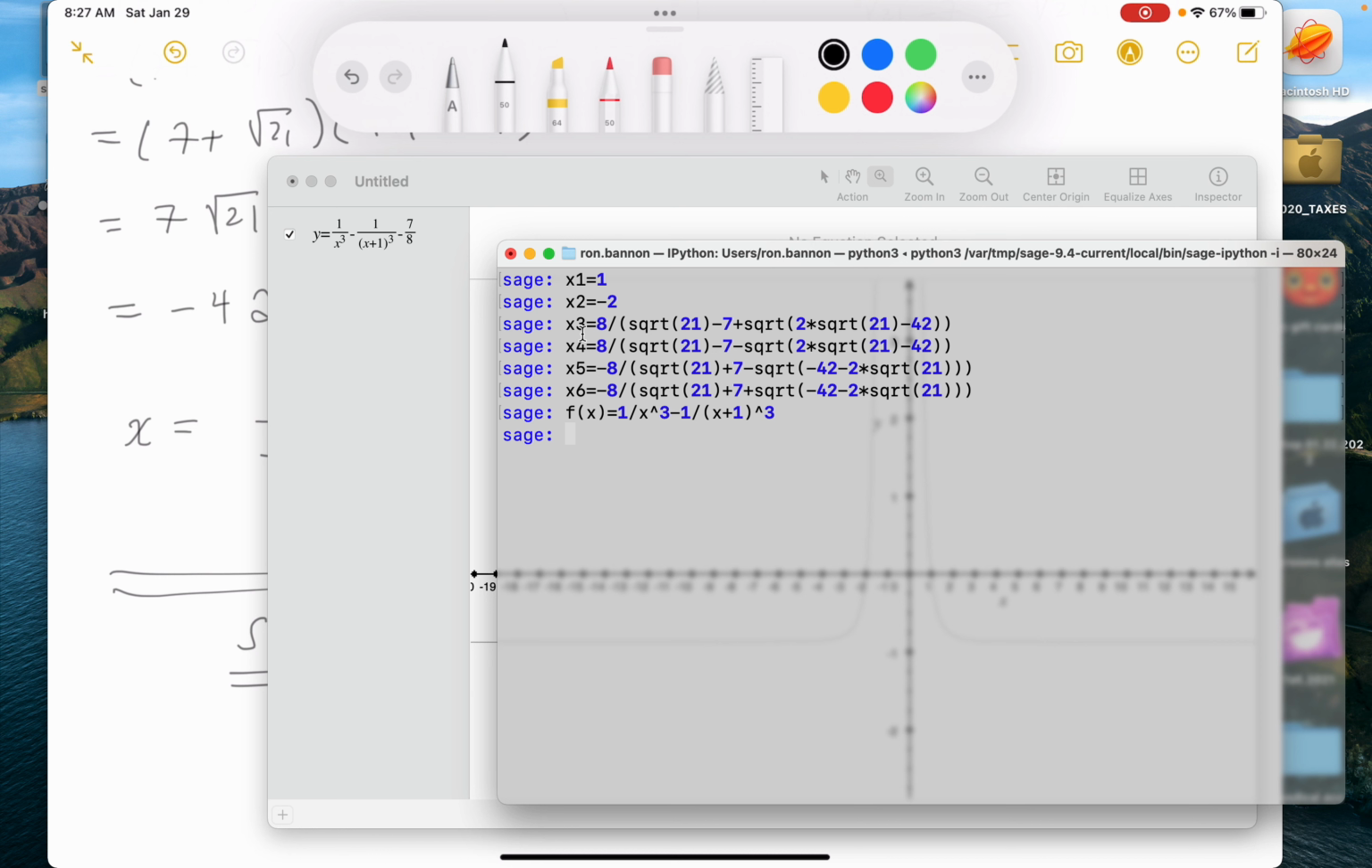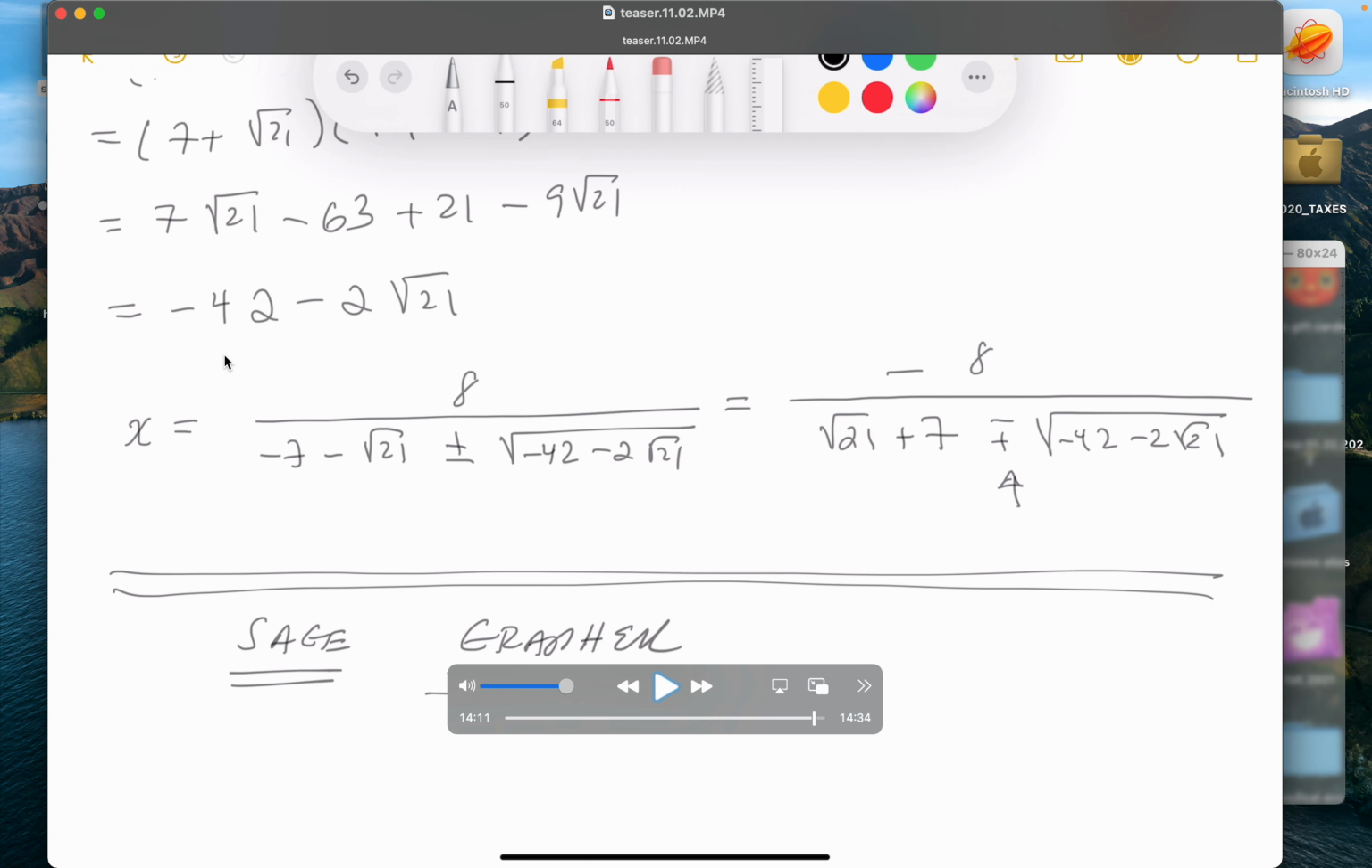X1 we found to be 1, X2 we found to be -2, and then the other ones were tough to find. The other four were tough to find. We did find them, and they were complex, and there's a problem with that. They were tough to compute. And we got the third, fourth, fifth, and sixth solutions. So I want to point out what I did over here.